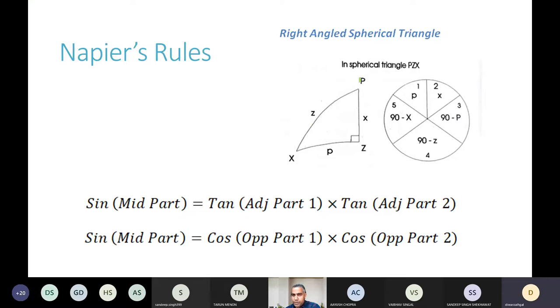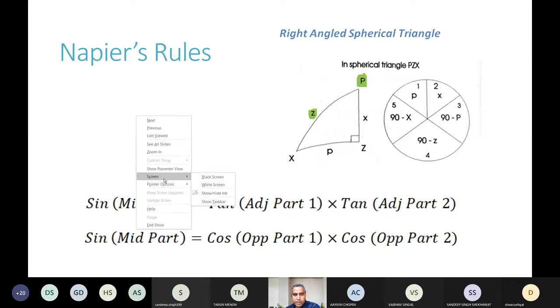Sir, for example angle P and small z. Okay, angle P and small z are known to you and we have to find capital P. Okay, we have to find capital P.